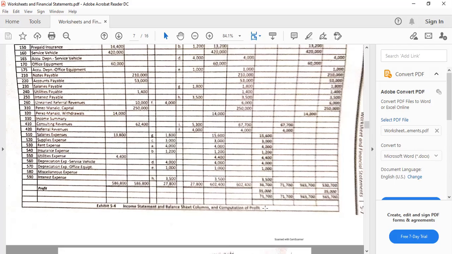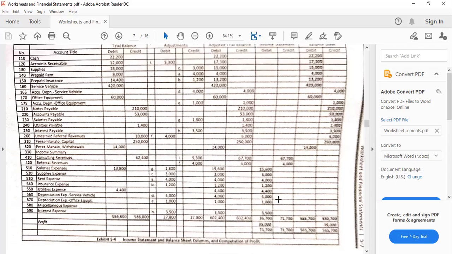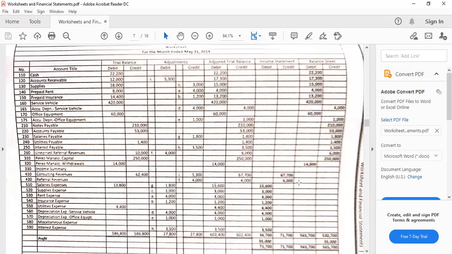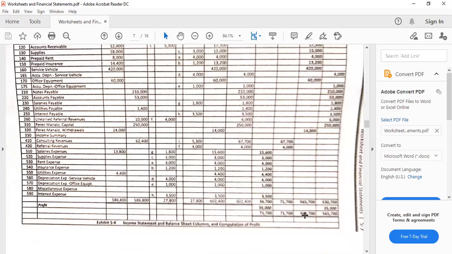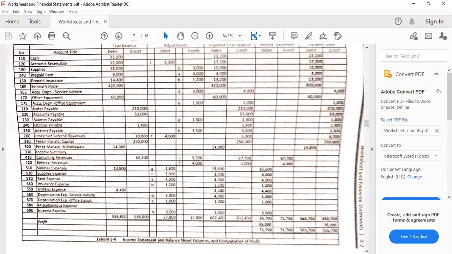71,700, and then double rule for the income statement, while for the balance sheet, it's 565,700 and double rule. Okay, so you write here also totals. Don't forget also the profit. You can improve this one by writing totals, then totals. Profit is okay. All right, so that's it for the preparation of the worksheet.